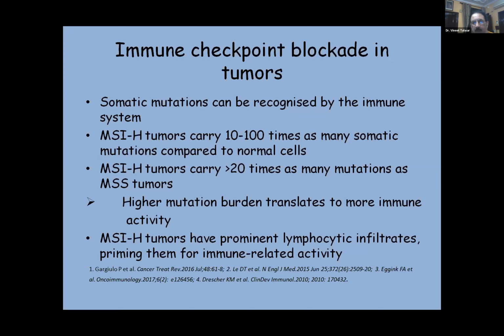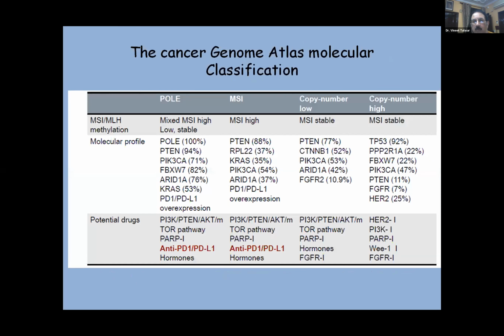So when you see the latest classification, which is the molecular classification of TCGA, that is The Cancer Genome Atlas, you find that two of them, which are MSI stable, copy number low and copy number high, they are the ones where we cannot exploit these immunotherapeutic drugs. But if you see the POLE type, which has a combination of MSI high, low, and stable, and also the MSI-high group, you find these are the areas where potentially you can use these immunotherapeutic drugs to the advantage and get the maximum benefit out of it.